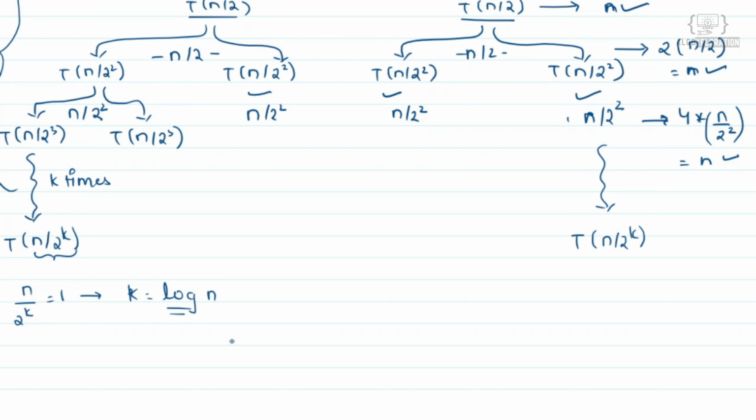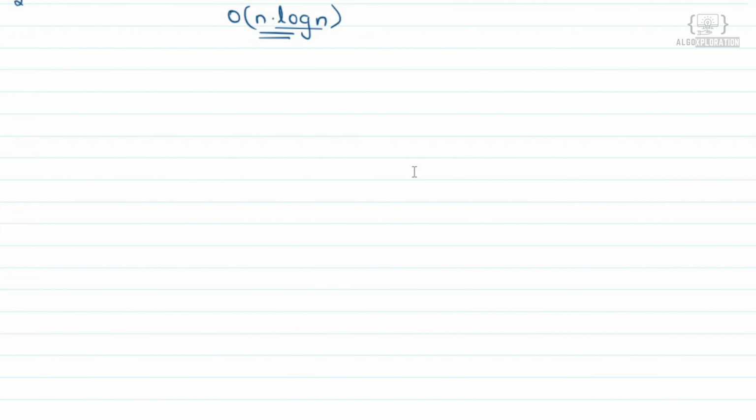So the time complexity for this recurrence relation is log n, the height of the tree, and at every level the cost is n. So order of n log n. Just for revision, let's find out using the substitution method whether we get time complexity as order of n log n or not.